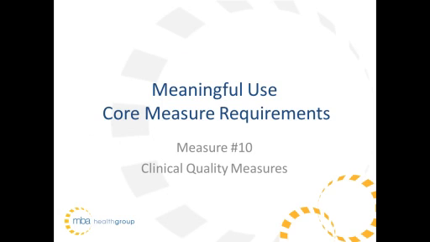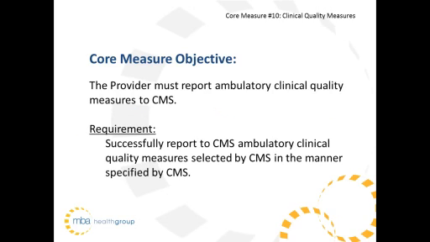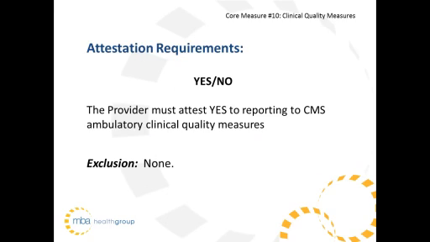Meaningful use measure number 10 is clinical quality measures. The objective of this measure is to report ambulatory clinical quality measures to CMS. To meet this measure, the provider must successfully report these quality measures selected by CMS in the manner specified by CMS. Core measure number 10 is a yes-no attestation. The provider must attest yes to reporting the CMS ambulatory clinical quality measures, and there are no exclusions for this measure.